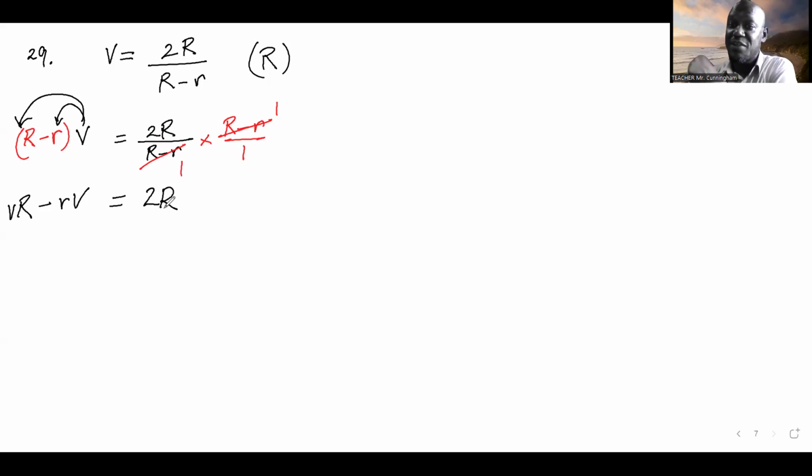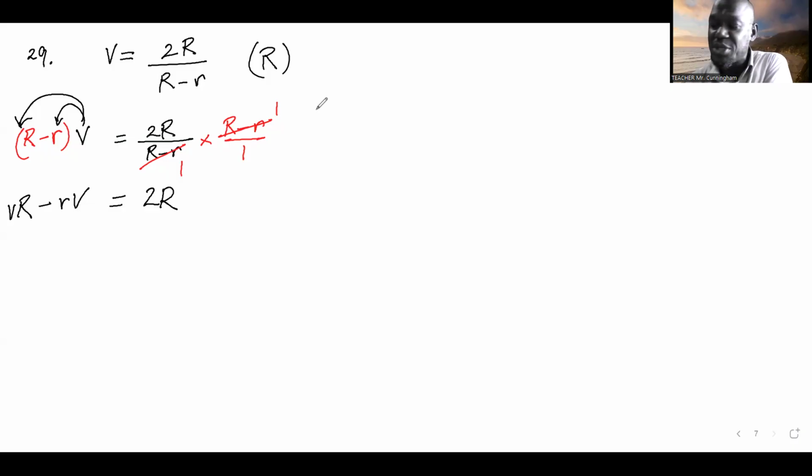What are we finding for? What do we want to make the subject of the formula? R. Capital R, right? But what you notice, how many capital R's do you have? 2. 2. That's correct, right? Yes, sir. Right. So we have 2 capital R, but we want to make it 1.